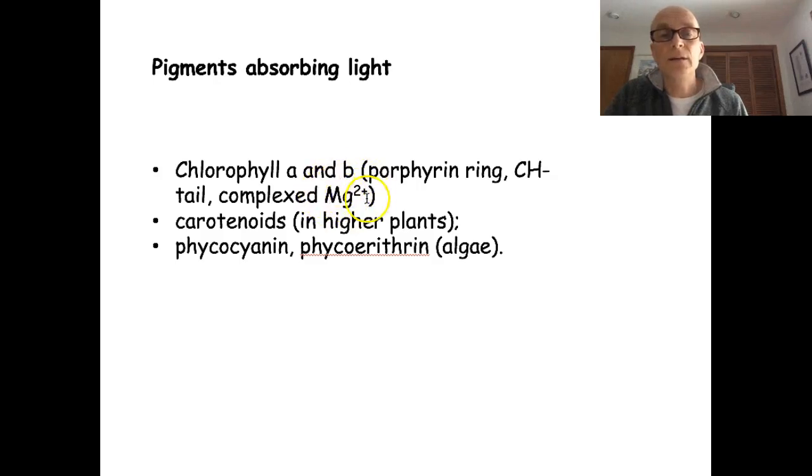their nutrient intake. And then we have the carotenoids, which are found in higher plants. And in algae, we find another accessory pigment, just like carotenoids in higher plants. In algae, this accessory pigment is phycocyanin or phycoerythrin.